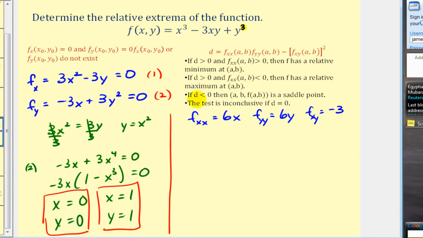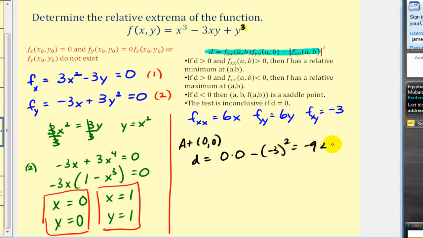So let's see if we can determine the value of D. Notice this time, since we have 2 points, we're going to have 2 values for D. So at the point (0, 0), we're replacing x with 0, so we'd have 0 times 0 minus negative 3 squared. That's going to be negative 9, which is less than 0. Well, when D is less than 0, we know that there's a saddle point at (0, 0).